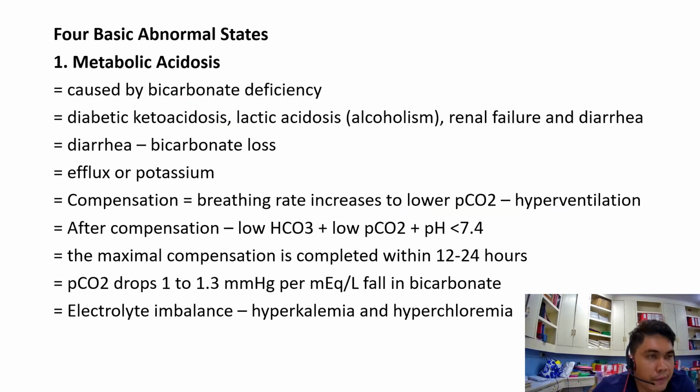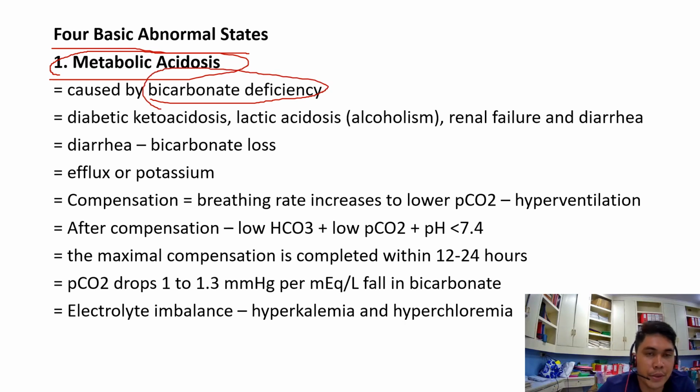Next you have the four basic abnormal states. The first abnormal state is metabolic acidosis. The cause is bicarbonate deficiency, or a decrease in bicarbonate. Examples of causes of metabolic acidosis are diabetic ketoacidosis and lactic acidosis, for example in alcoholism.